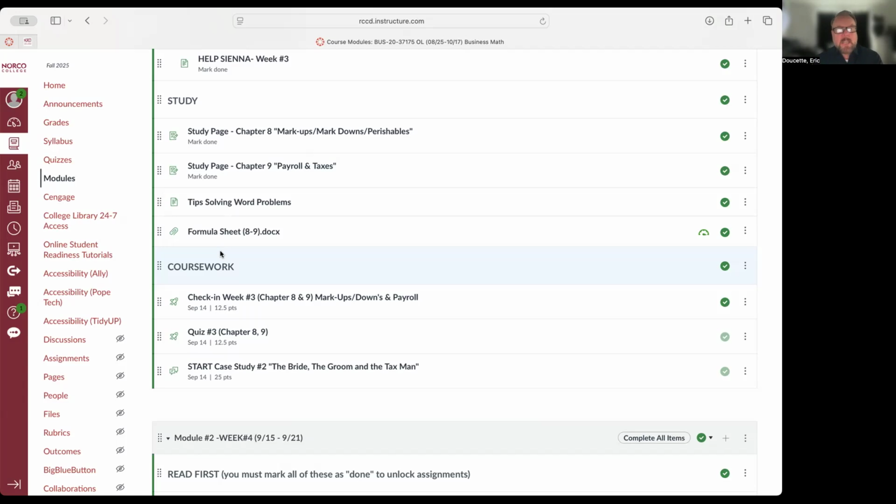Then you have a quiz on chapters 8 and 9, of course, and then you're going to be starting a new case study. This one's called The Bride, the Groom, and the Taxman. So this is definitely using the payroll tables that are provided in the formula sheet. You're going to be looking at the groom's withholdings when he's single, and then his withholdings once he gets married and has a couple of children. So you're going to be figuring out how much his paycheck is going to be in both of those scenarios. And you will be using the table, so make sure you download that formula sheet.